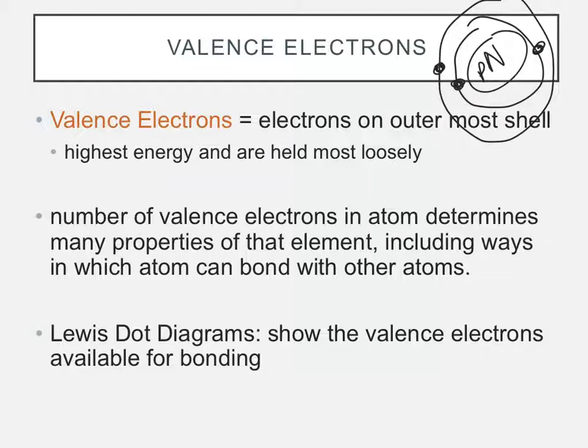So a lot of times what I'll use for drawing electrons is what's called a Lewis dot diagram. Lewis dot diagrams just show the valence electrons that are necessary for bonding. So let me show you an example. Let's say I want to talk about the element carbon. Carbon has 6 protons and 6 neutrons in it. So we've got 6 positives and 6 neutrals. If we have 6 positives, we have to have 6 negatives, so we have 6 electrons.